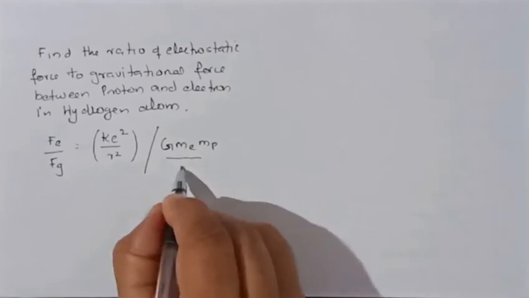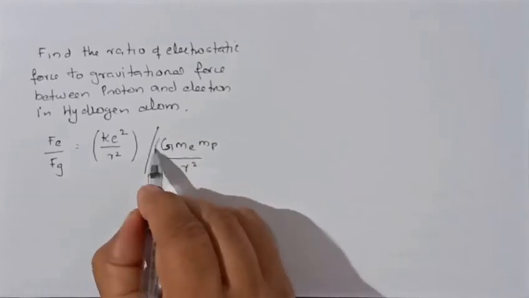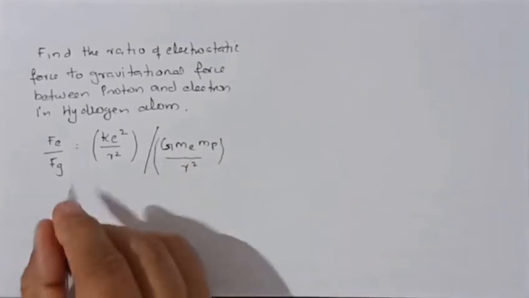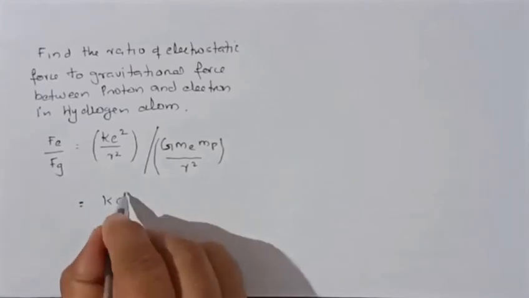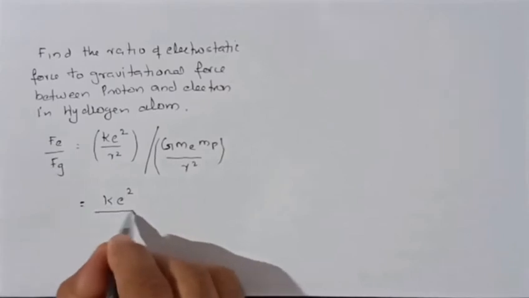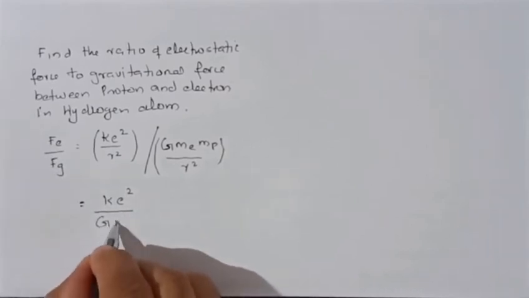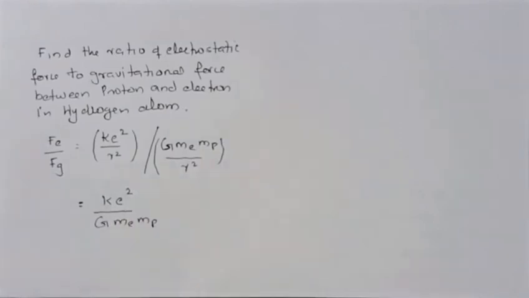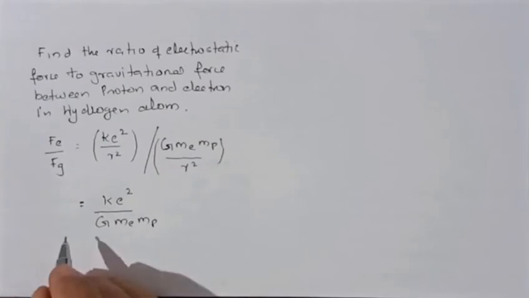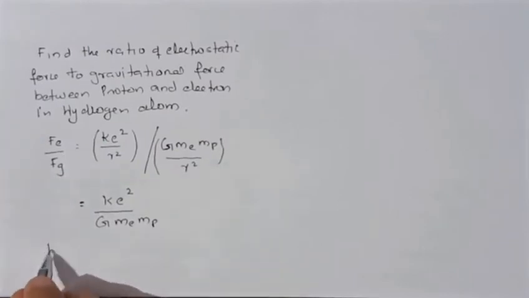So Fe upon Fg is equal to Ke square upon R square, upon G me mp upon R square. R square and R square get cancelled off. So you will get Fe upon Fg is equal to Ke square upon G me mp.